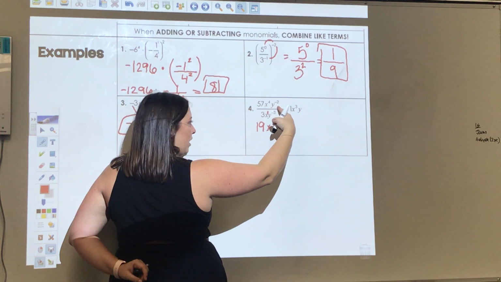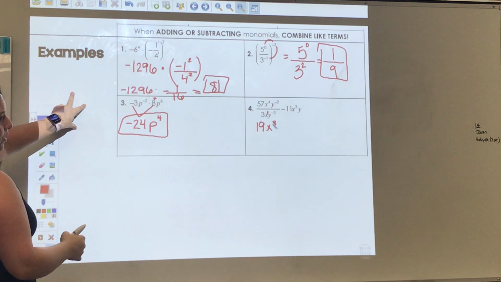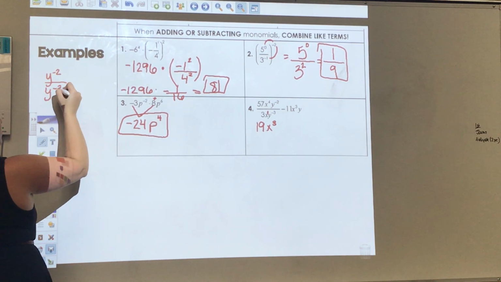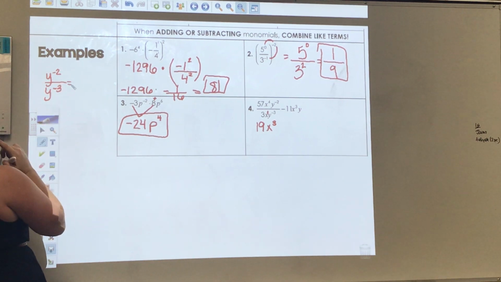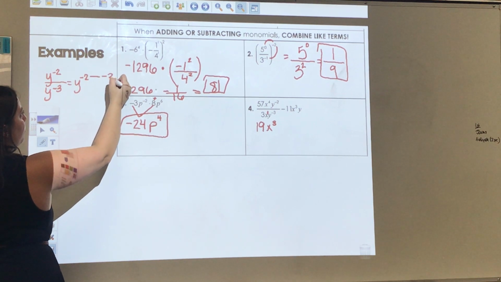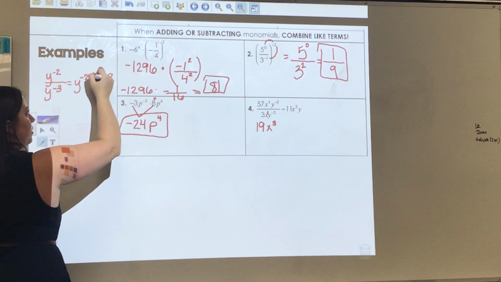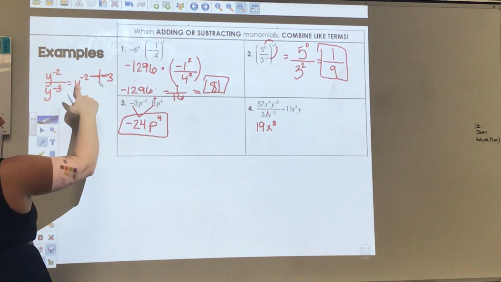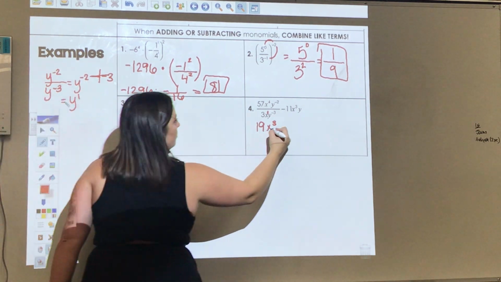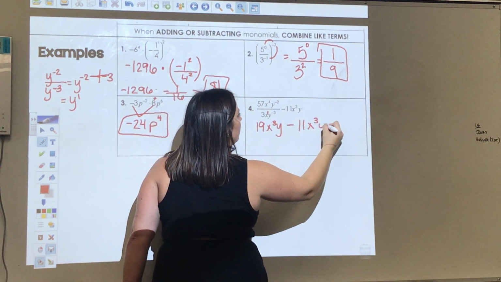Y to the negative 2nd over y to the negative 3rd. So that's what I'm going to write over here. We're supposed to be subtracting these. So we have y to the negative 2 minus a negative 3. If I have a minus and a negative right next to each other, we're going to add. So this becomes y to the negative 2 plus 3, which is 1. So now we have minus 11x cubed y.